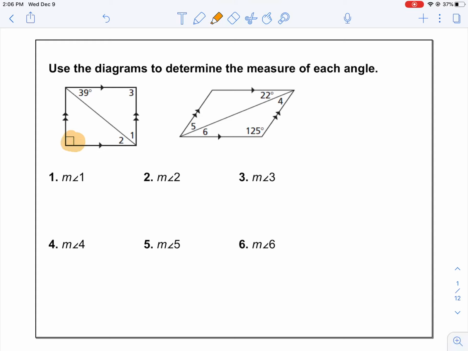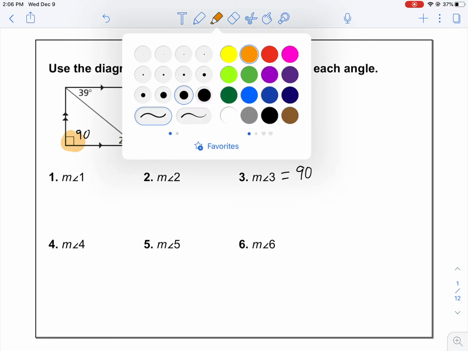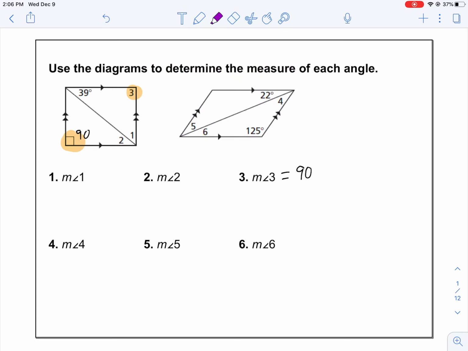Well, I remember from parallelograms that opposite angles are congruent. So since this is 90, that means angle 3 has to be 90. And it really doesn't matter what order we solve these in. And I remember from a different chapter, since these are alternate interior, they're also equal. But now we have this triangle here. And we know that a triangle, all of its angles add to be 180.